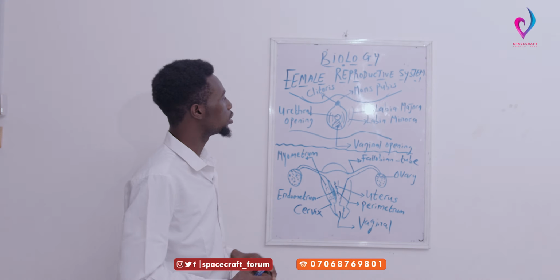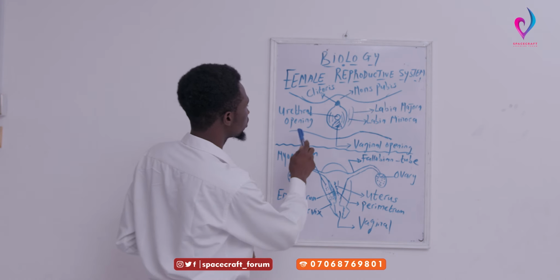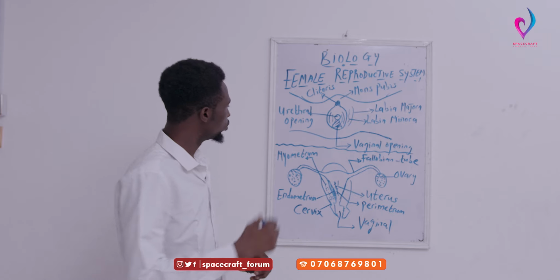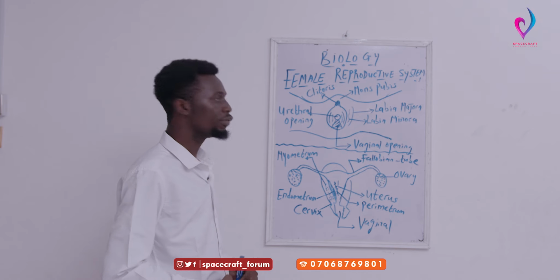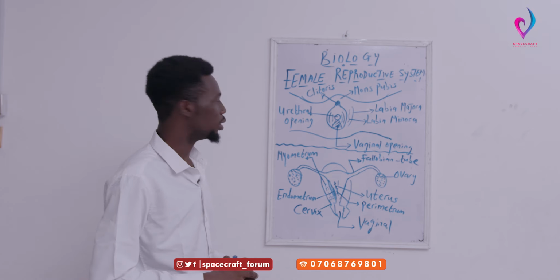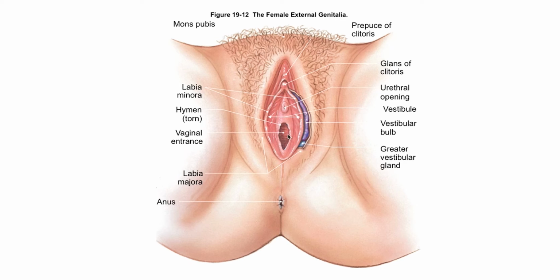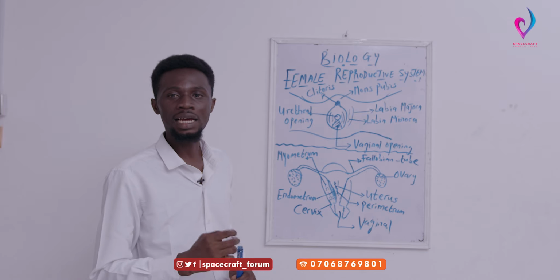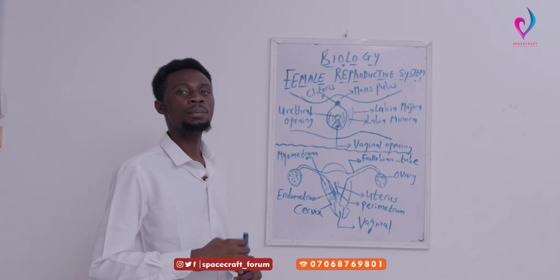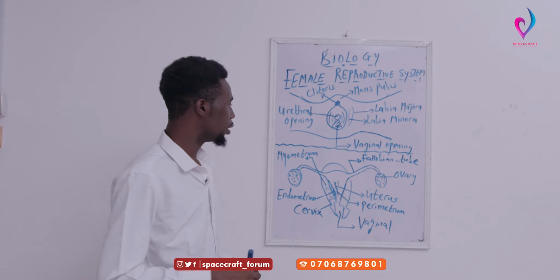Below the clitoris, there's a structure known as the urethral opening. The function of the urethral opening is to allow the passage of urine outside the body of the female to the external environment. Now, closer to the urethral opening, there's another structure known as the vaginal opening. The vaginal opening is responsible for collection of sperm into the inner part of the female reproductive system. And we also know that the pH of the vagina is acidic, which is neutralized by a mixture of sperm and semen.